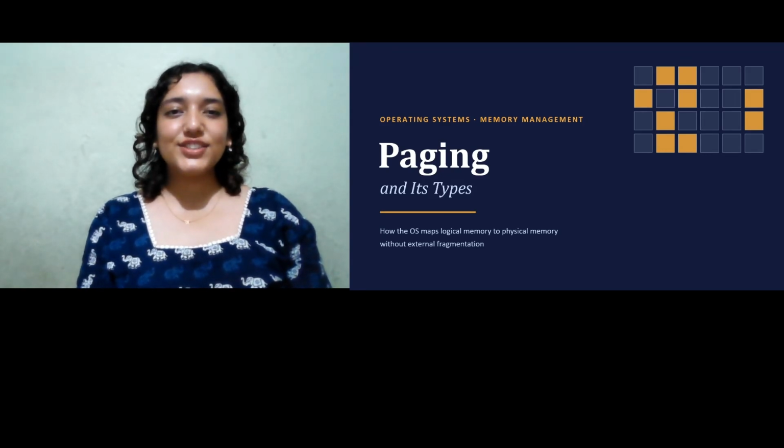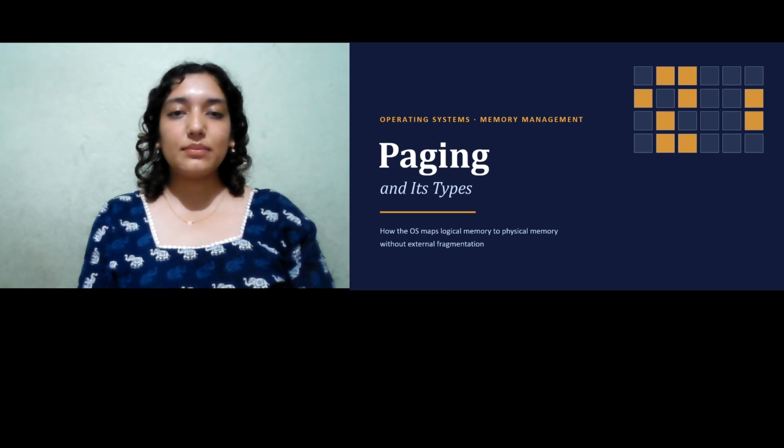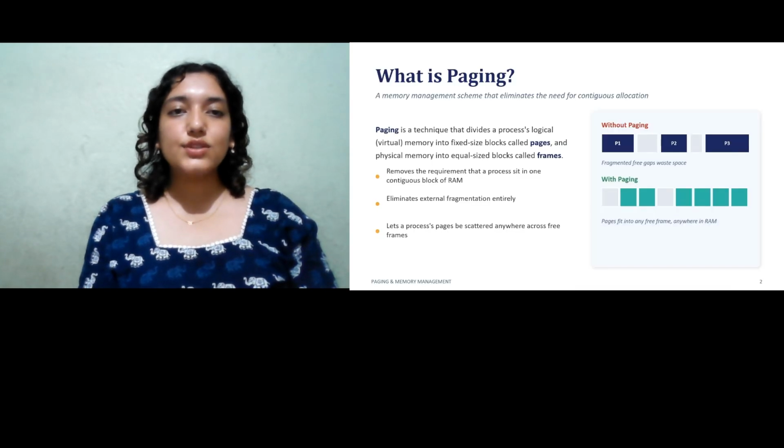Hello everyone. Today we are talking about paging, one of the core memory management techniques used by operating systems to map a process's logical memory to physical memory without needing the memory to be contiguous. So paging भनेको चाहिँ के हो त? Well, paging works by dividing a process's logical memory into fixed-size blocks called pages and dividing physical memory into equal-size blocks called frames.